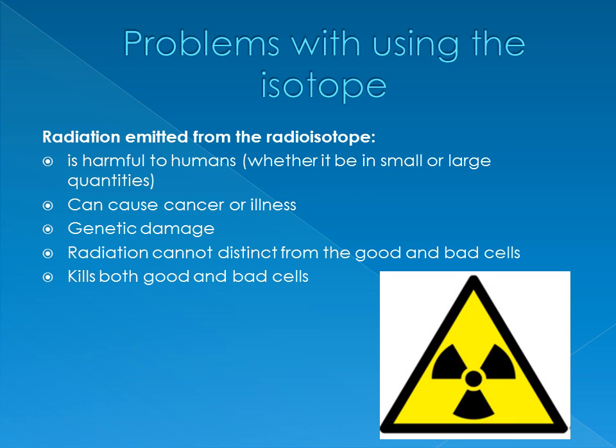The problems with the radioisotope include: the radiation that is emitted is harmful to humans, so no matter how long the exposure, it can cause cancer or illness, genetic damage, and unfortunately radiation does not distinguish between good and bad cells, so both good and bad are killed, creating a chemical imbalance in the body.